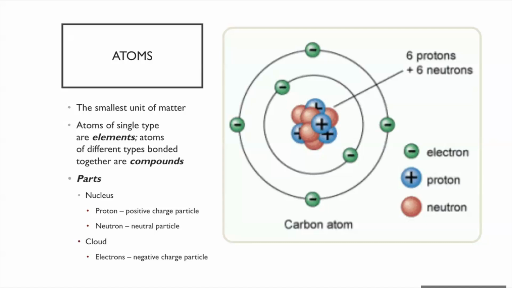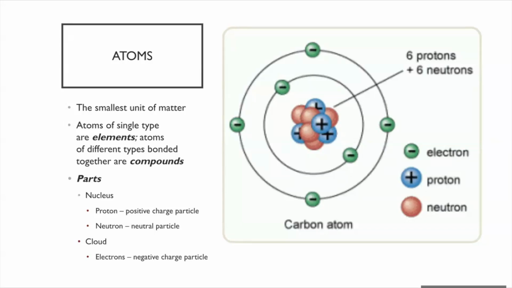There are different parts of an atom. The nucleus, which is composed of the proton and the neutron, multiple of each usually. Protons have a positive charge, and neutrons are neutral charged particles. The electron cloud is where the electrons live. Electrons have a negative charge.